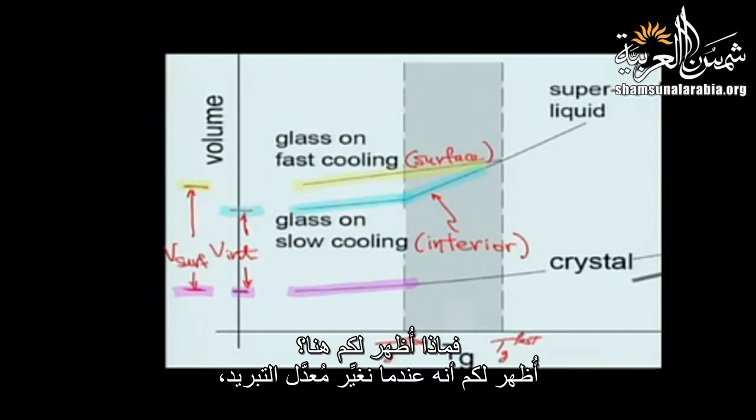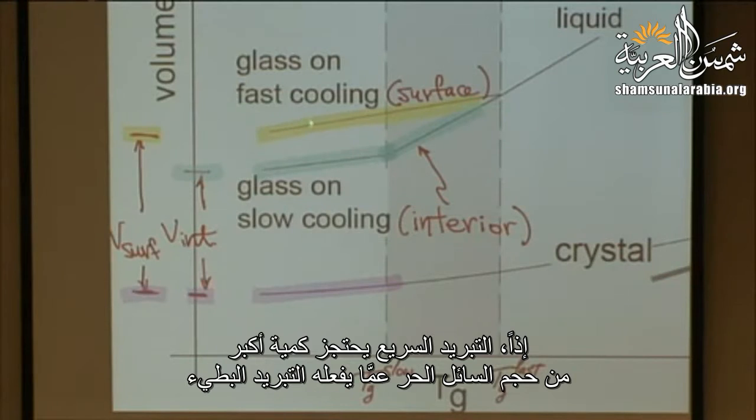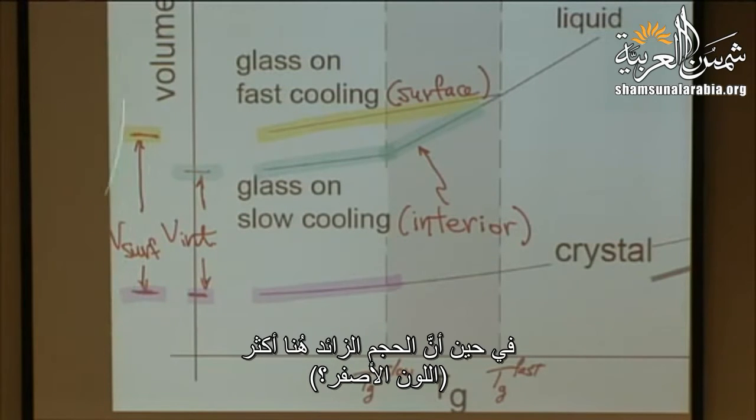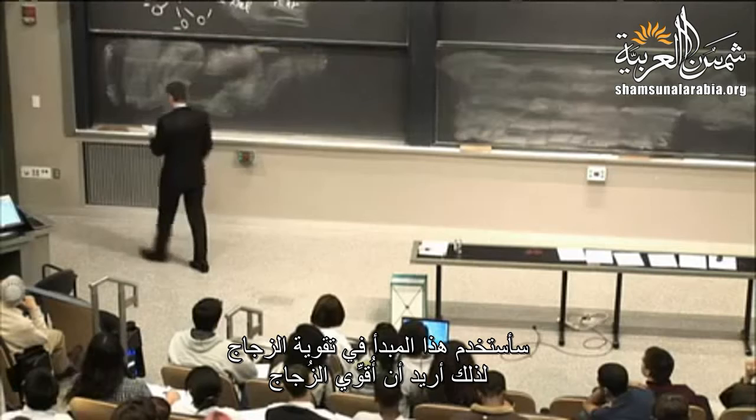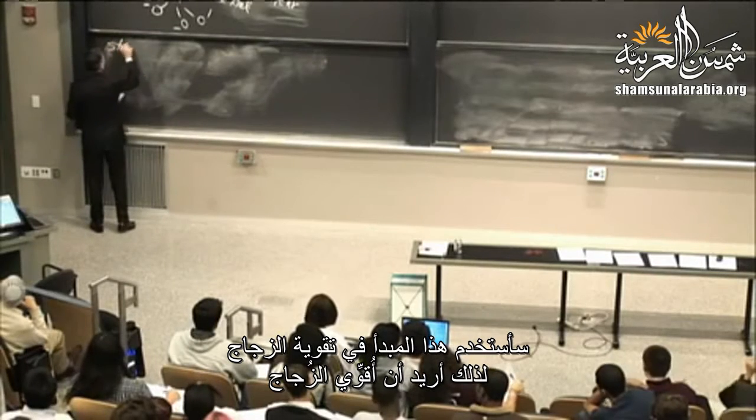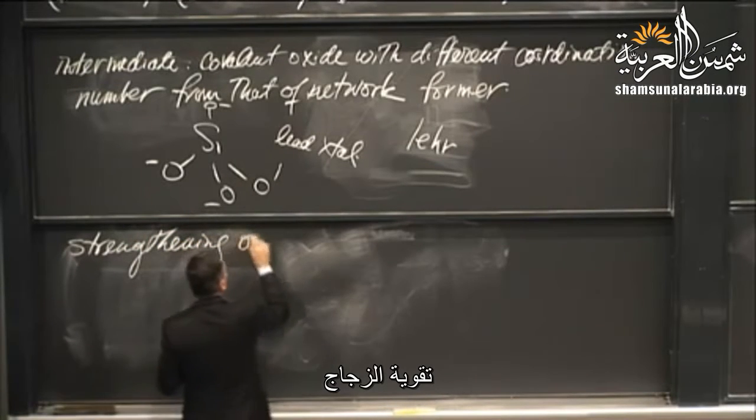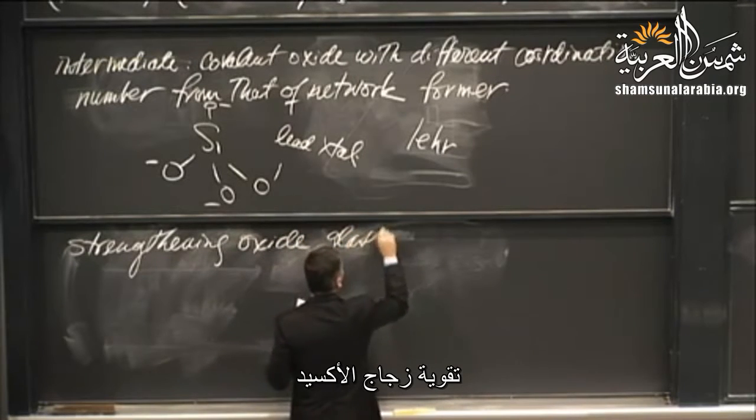I'm showing you that as we change the cooling rate, we change the amount of quenched in excess volume. So fast cooling quenches in more of the liquid free volume than slow cooling does. That's why this V excess is small here, whereas V excess is large here for the other one. I'm going to use that in glass strengthening. So I want to talk about strengthening glasses. Here we're talking about silicates or borates, strengthening oxide glasses.